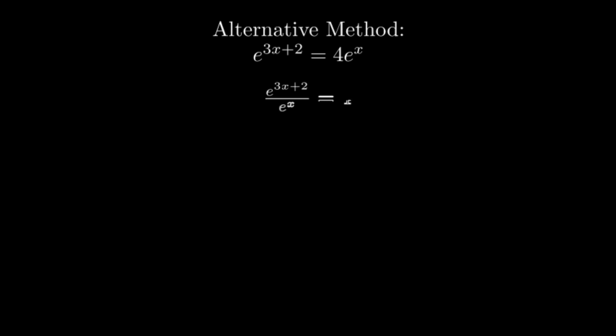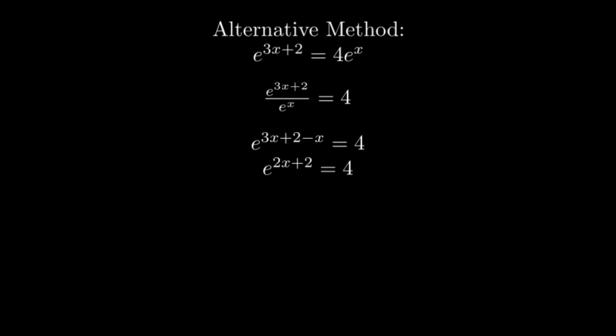Now let's look at an alternative method, which is often more direct. The idea is to first isolate a single exponential term. Starting again with our original equation, let's try to gather the exponential terms on one side. We can do this by dividing both sides by e to the x. This gives us e to the 3x plus 2 divided by e to the x equals 4. Now we use the exponent rule for division, a to the m minus n. The exponent becomes 3x plus 2 minus x, which simplifies to 2x plus 2. So our equation is now e to the power of 2x plus 2 equals 4.